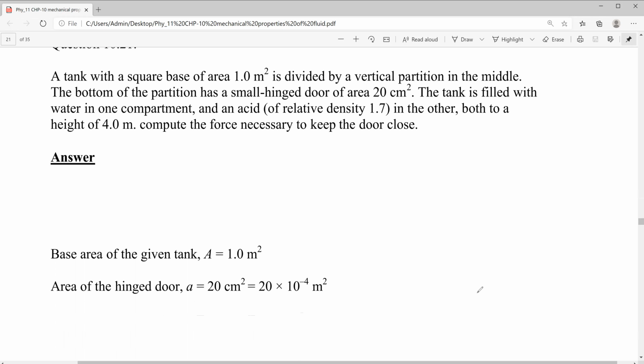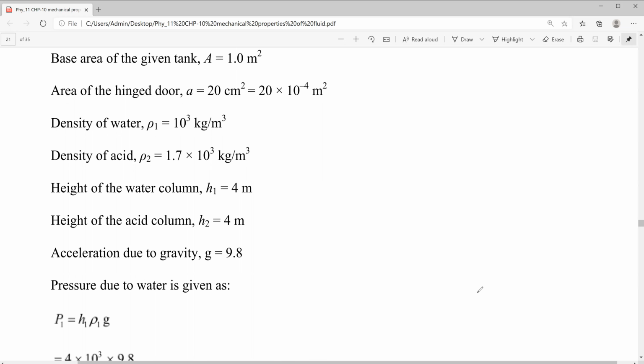So from 10.21, what they have given: base area of the tank A is 1 meter square, and small letter a, area of the hinged door, is 20 into 10 to the power of minus 4 meter square. Density of water rho 1 they have given 10 to the power of 3 kg per meter cube. Rho 2 they have given 1.7 into 10 to the power of 3 kg per meter cube. Height of the water column h1 they have given 4 meters and acid column height h2 is 4 meters. Acceleration due to gravity is constant.